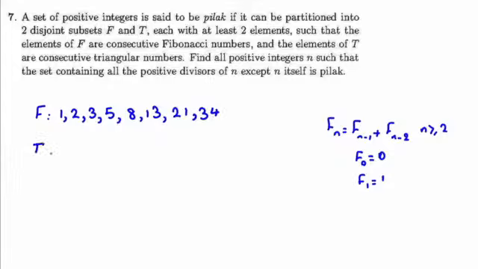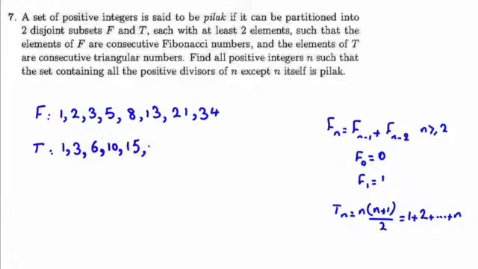Let's write the triangular numbers here. Tn is n times n plus 1 over 2, or we can say the sum of 1 to n. So T1 is 1, T2 is 1 plus 2, 3. 1 plus 2 plus 3 is 6. Plus 4, 10. Plus 5, 15. Plus 6, 21. Plus 7, 28. Plus 8, 36. Plus 9, 45. Now, let's analyze this.